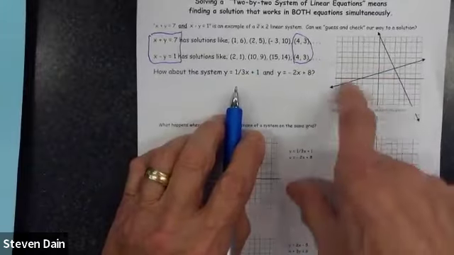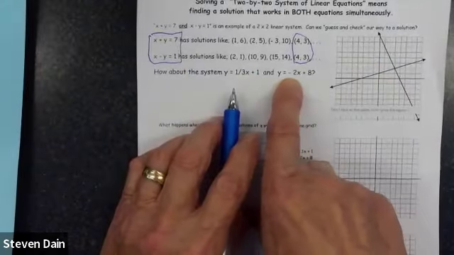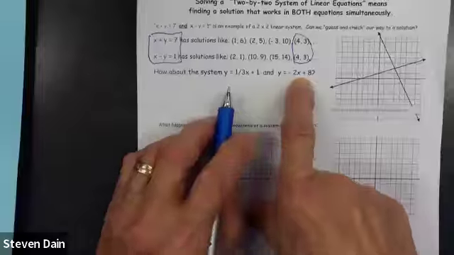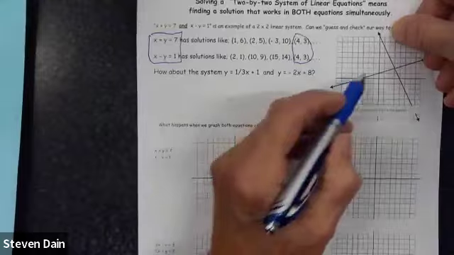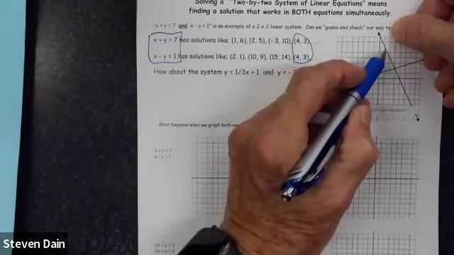On the same piece of graph grid, also draw y equals negative 2x plus 8. So there's 8 for the y-intercept, and the negative 2 is telling us go down 2 over 1, down 2 over 1.